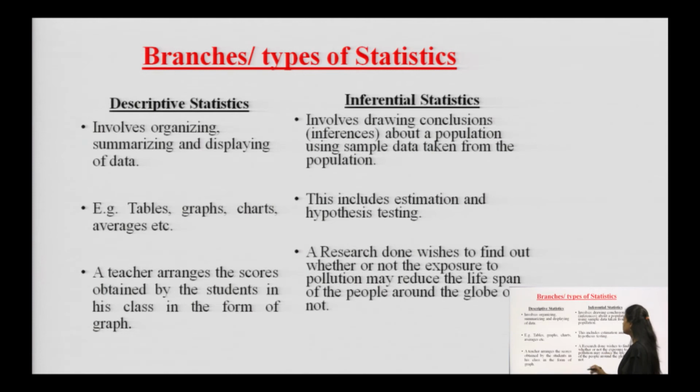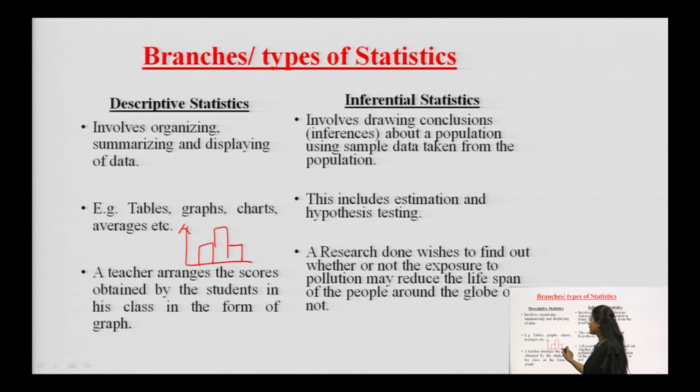Like I have just shown, the marks obtained by a particular student can be compared to the highest marks scored, or the average marks obtained in the class. So, when a teacher arranges the scores obtained by students in a class in the form of a graph, that means my child's marks are this, whereas the average shows this, and the highest mark obtained by somebody could be this. So, this is called descriptive statistics.